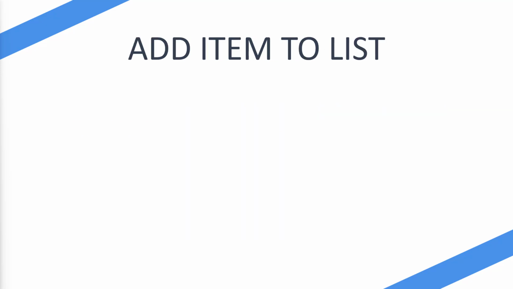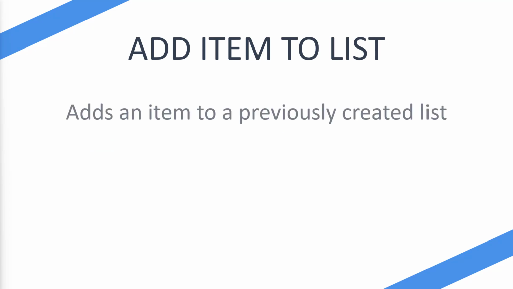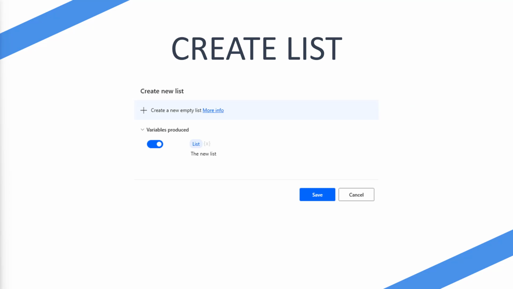So this is where the add item to list action comes in. We can then target the list that we've created, the placeholder that we've previously created, and then add an item to it. So let's firstly take a look at the create list then.